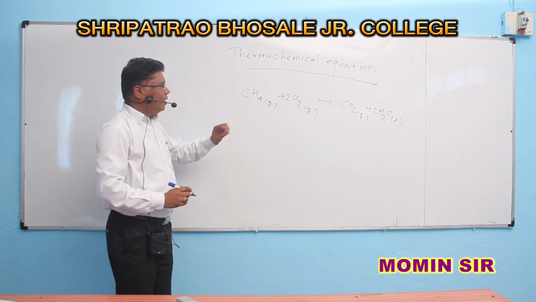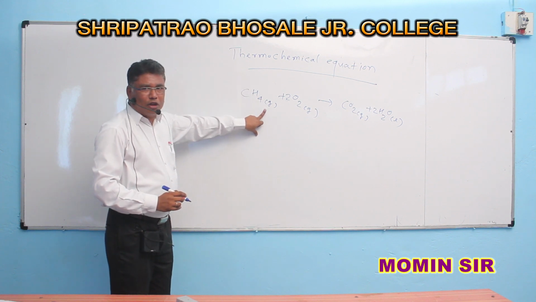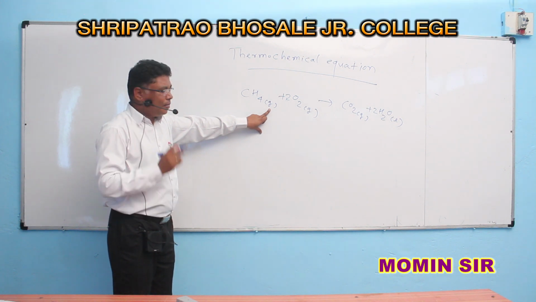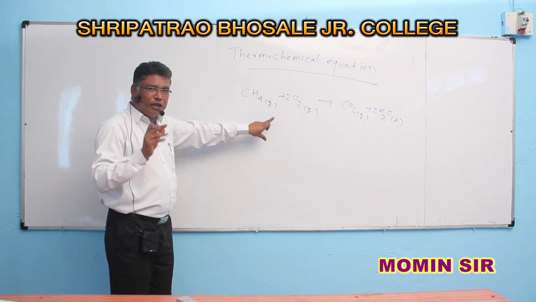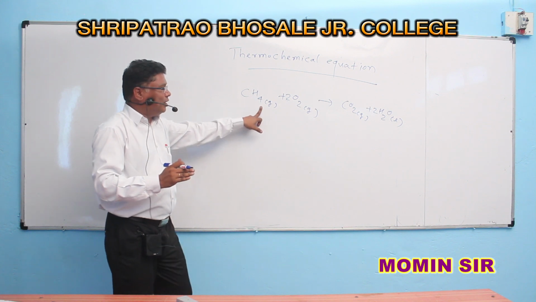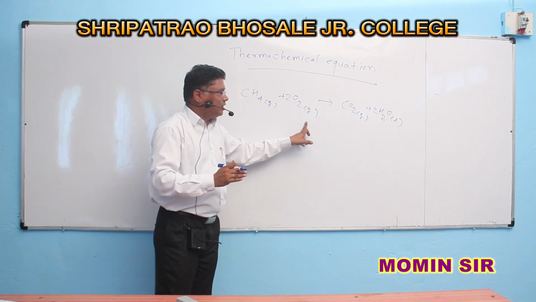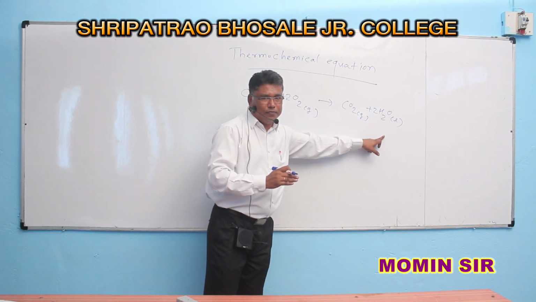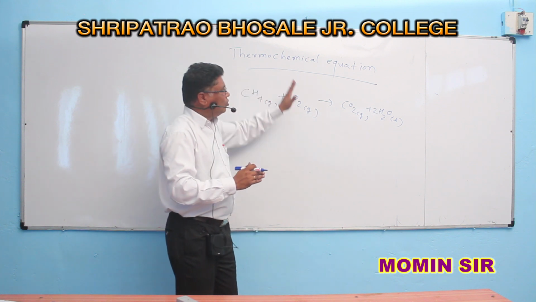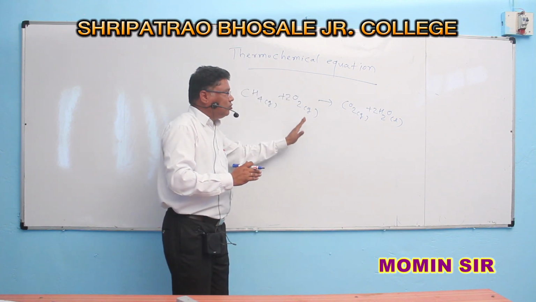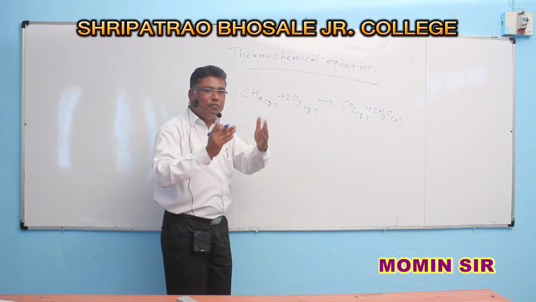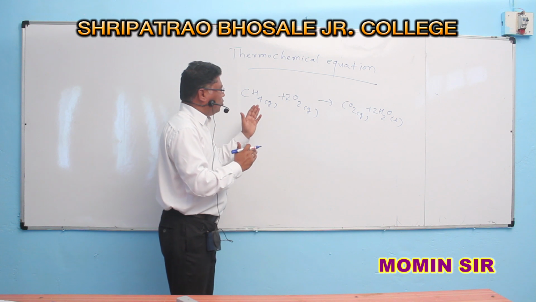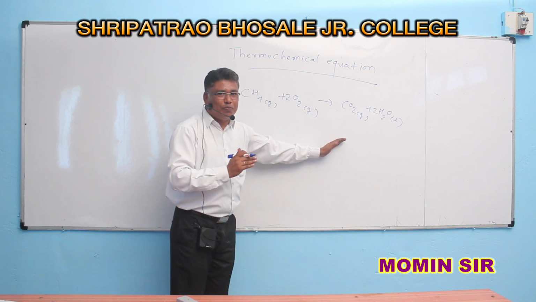This is not called a thermochemical equation. This is called a chemical equation. Why? Because from this reaction we can say that 1 mole of methane gas and 2 moles of oxygen gas are converted into 1 mole of carbon dioxide gas and 2 moles of water. This is called a chemical equation, because from this reaction we get the information about which reactants are converted into which products.